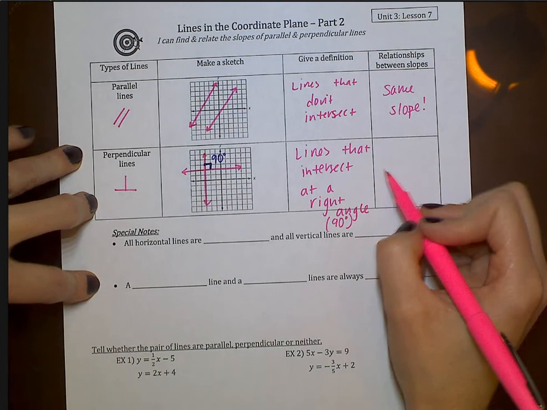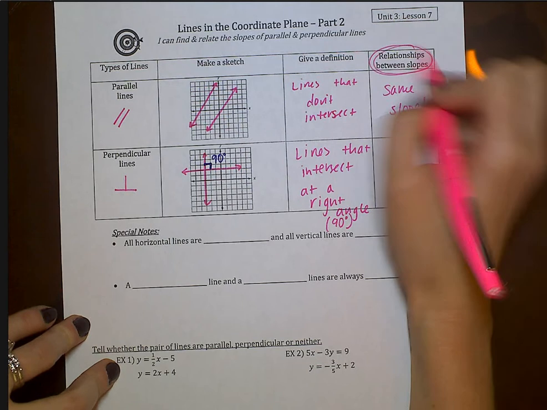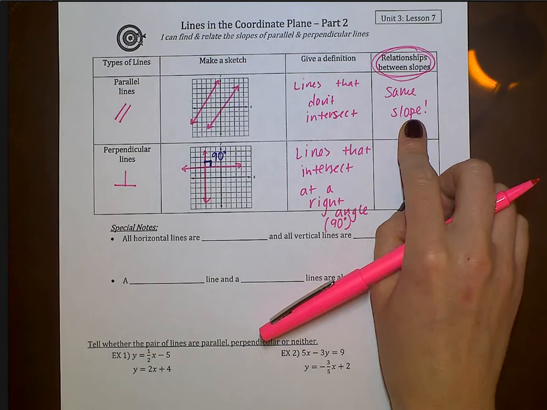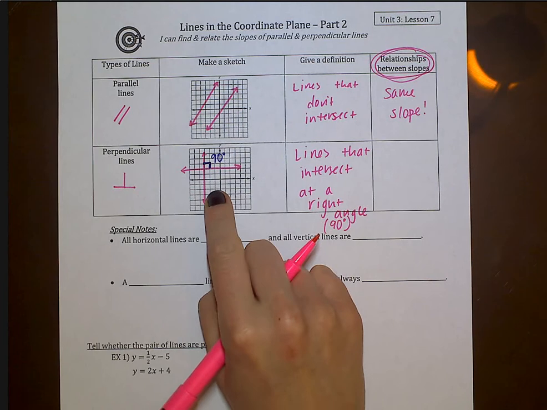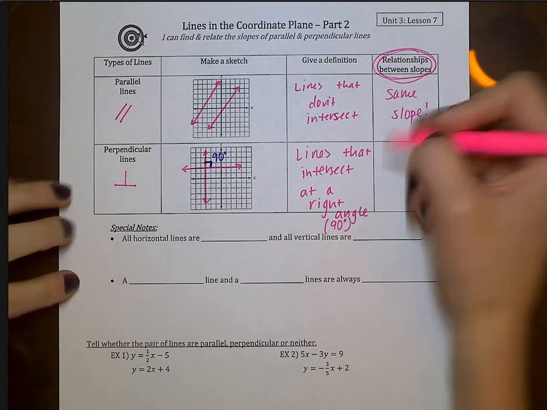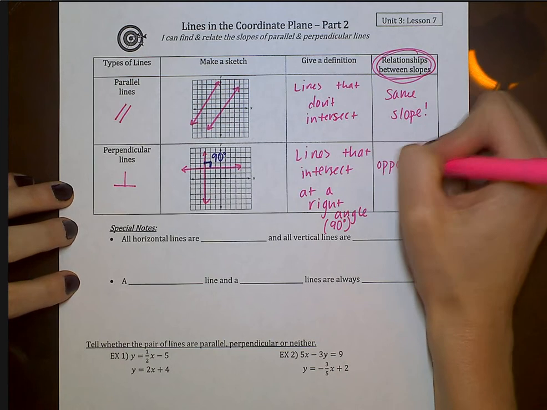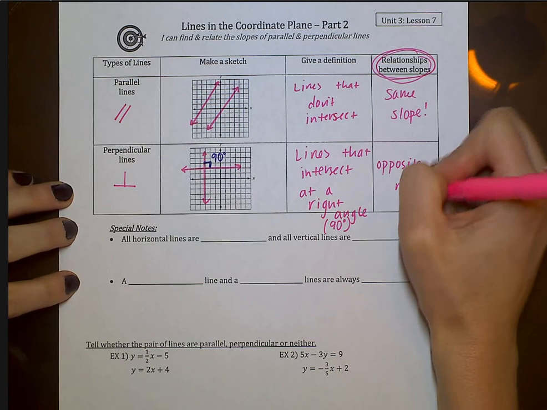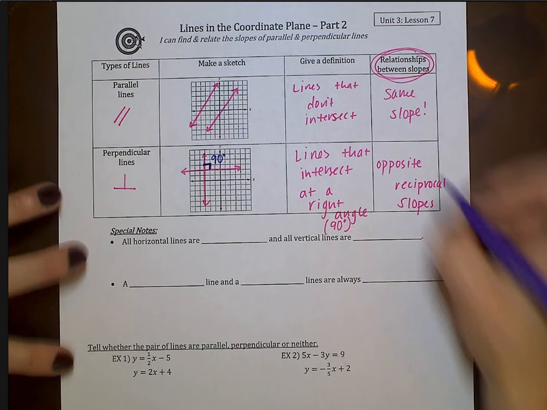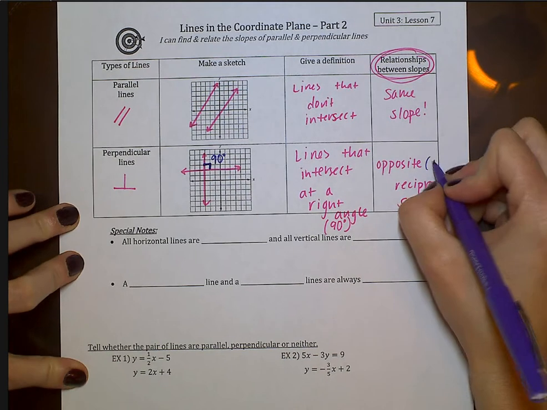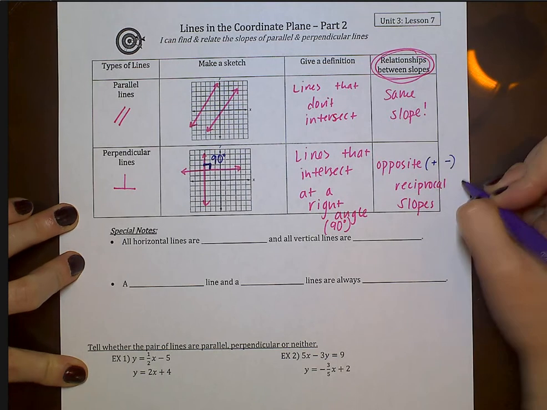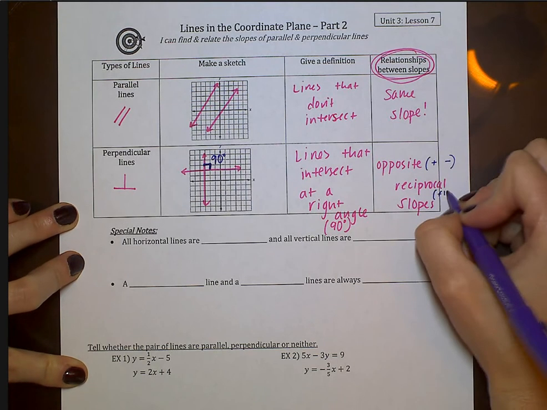Okay, here's the big thing. Again, this is what we're really after today, remembering about the slopes. So parallel lines have the exact same slope. Perpendicular lines don't have the same slope. Their slopes are completely different, and more specifically, they're called opposite reciprocal slopes. Okay, let's break that down. Opposite means one's positive, one's negative. They're opposite signs. Reciprocal means that they're flipped.